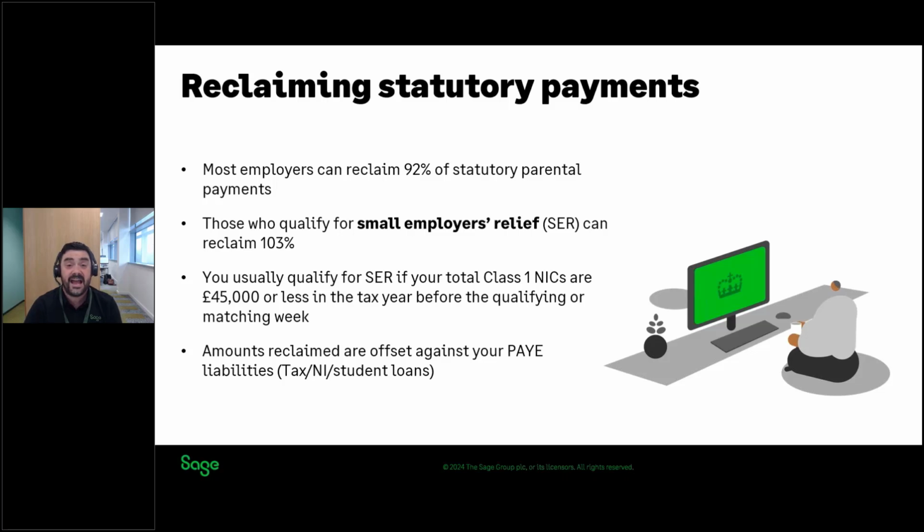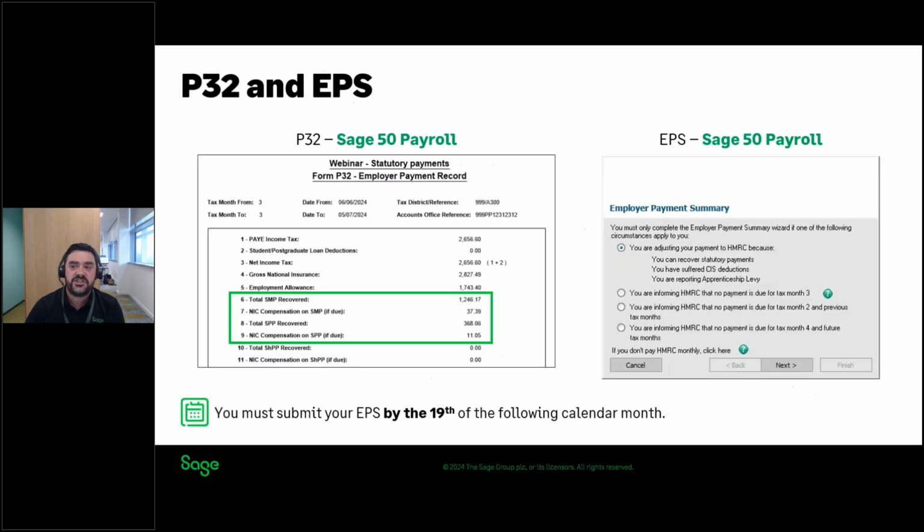You qualify for the SER if your total national insurance was less than £45,000 in the tax year before the qualifying or matching week. And the amount that you're reclaiming can be offset against your PAYE liabilities. So that's your tax, your national insurance, and student loans. So just to show you an example, as many of you will be using Sage 50 payroll, at the end of each month, you would run a P32 report.